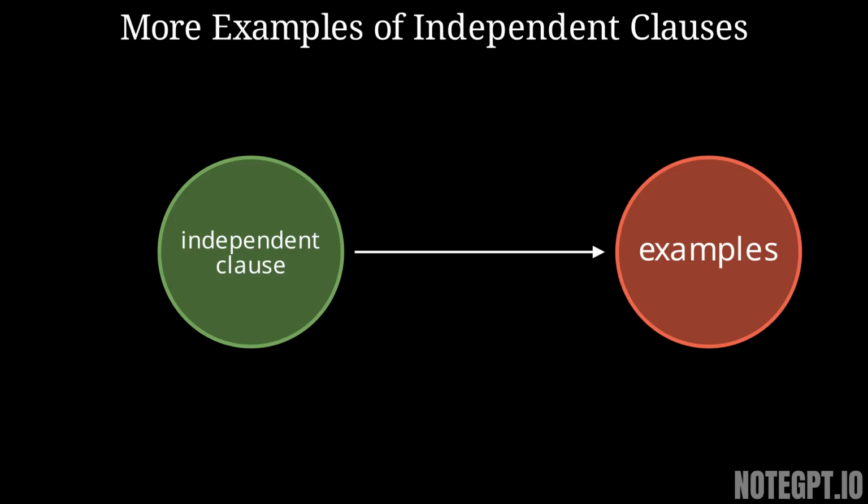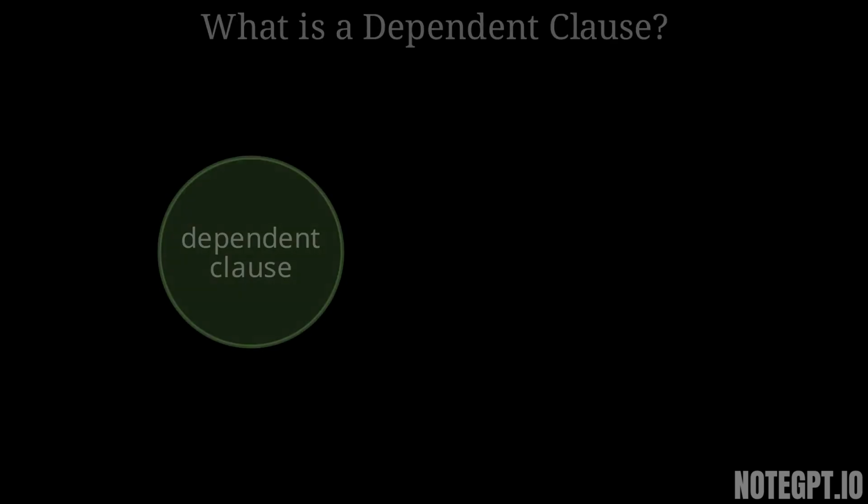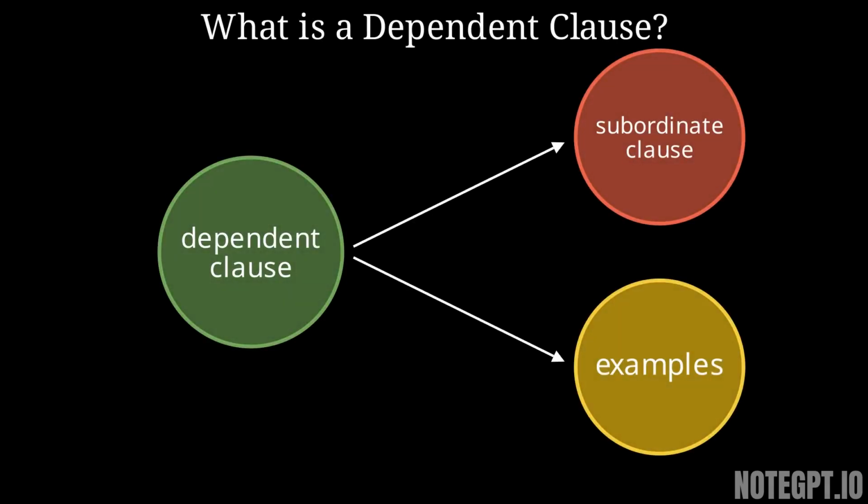For example, "The cat is under the bed." "She opened the windows." "She put the book on the table." Each of these can stand alone as a sentence. Some clauses cannot stand alone as sentences. These are called dependent or subordinate clauses.